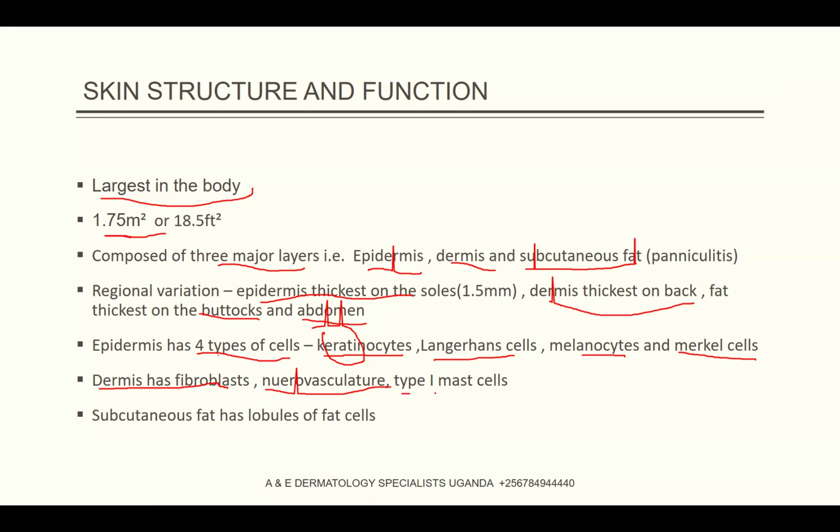Then the dermis has also type 1 mast cells. These are very key in eliciting allergic reactions, and we know that type 2 mast cells are found in the respiratory system. Then the subcutaneous fat is just basically made out of fat globules, and these fat globules usually coalesce into lobules that give rise to the subcutaneous fat layer.